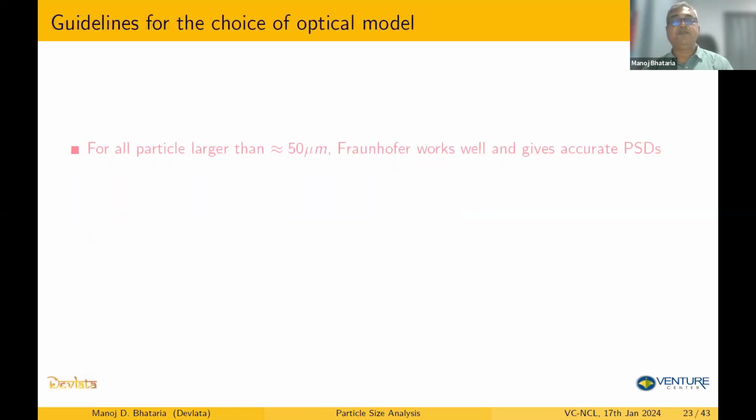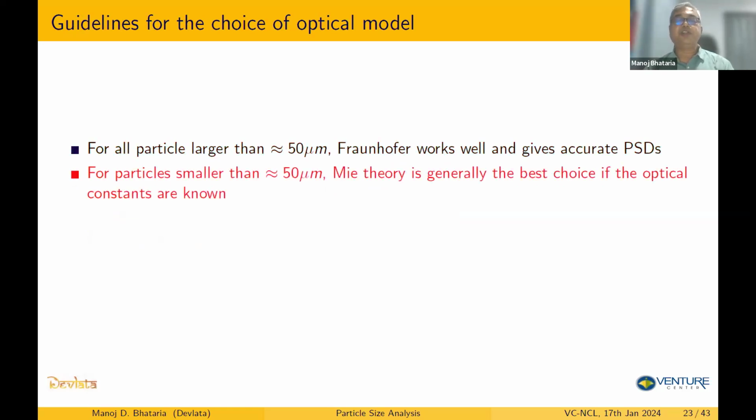A typical guideline for doing measurements on this kind of instrument is that for all particles larger than say 50 microns, if you have just a Fraunhofer-based calculation, it will give a good, accurate particle size distribution. But if you are smaller than 50 microns, the instrument should be capable of handling Mie theory as well. Some of the instruments have both the options. Some of the instruments will only use Fraunhofer diffraction. So you have to be aware of which particular technique is finally used for the calculation of the particle sizes.